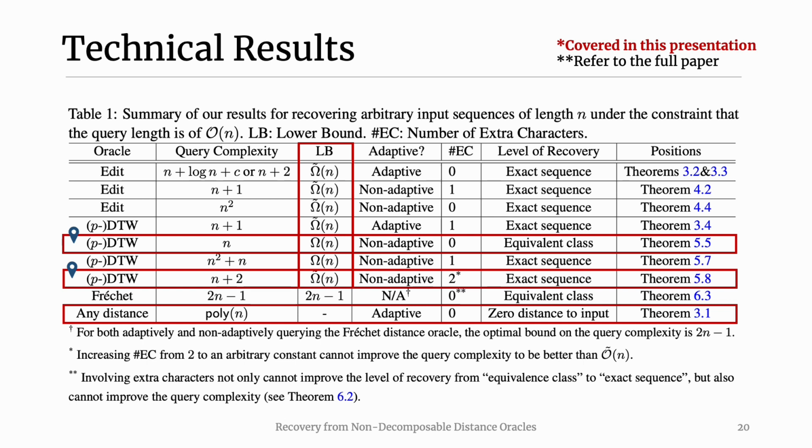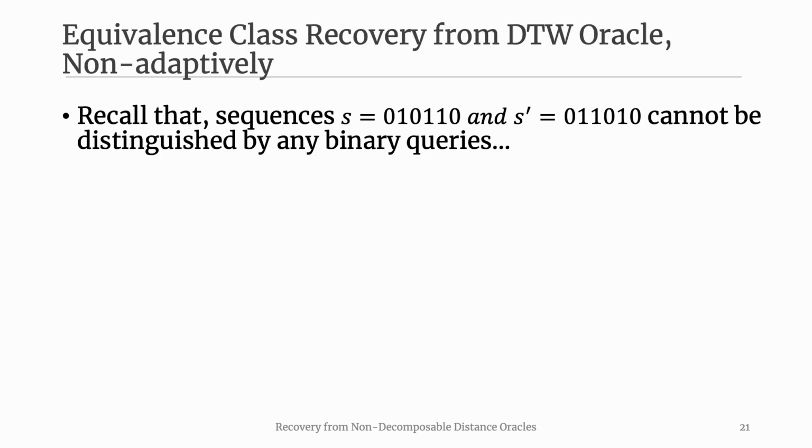Since sequence indistinguishability assumes querying with only binary sequences, later I will show you a more interesting result: that if one is allowed to query with a slightly larger alphabet, then we can actually achieve exact recovery with optimal query complexity. So, if you are looking for ways to exactly recover from DTW distance with only binary queries, I have shown you the hardest result by this counterexample.